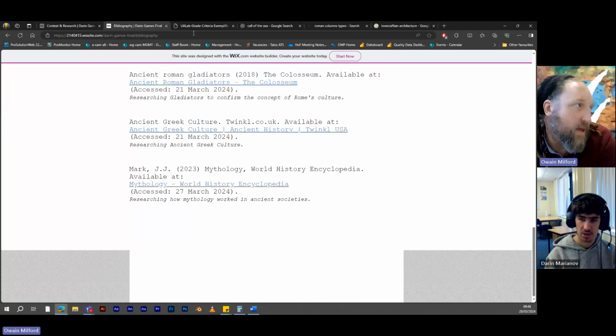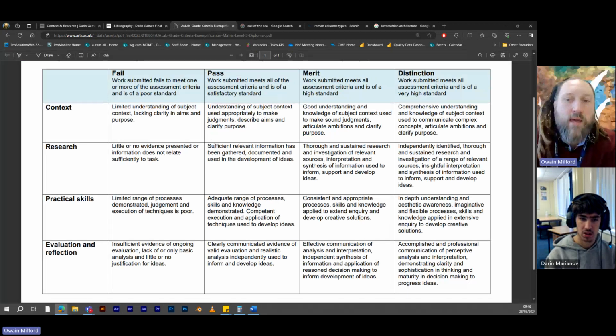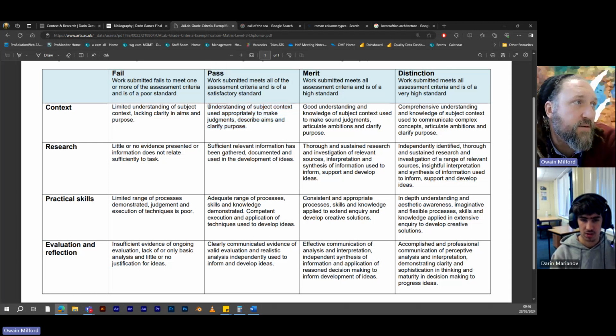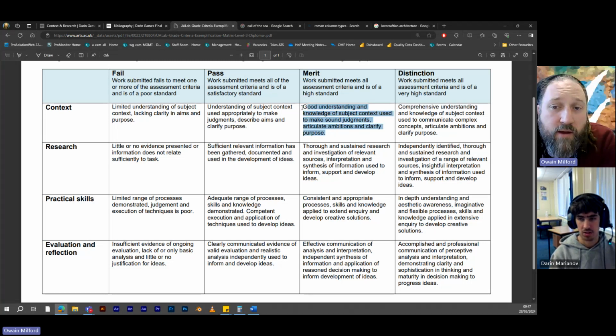So where are we then against this? I would say at the moment you're absolutely on track towards that pass. If you keep going the way you're going, you'll definitely be in that pass area for understanding subject context, used appropriately to make judgments, describe aims, and clarify purpose. I think a little bit more research into environmental storytelling and similar games is going to push, and the architecture as well, will push that up into that merit area.